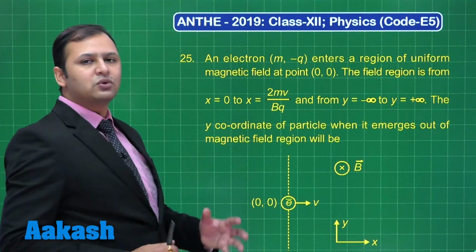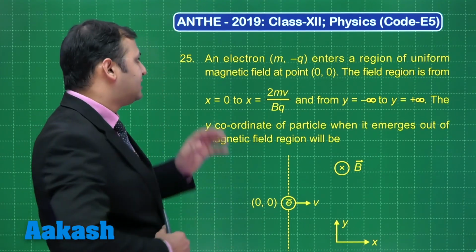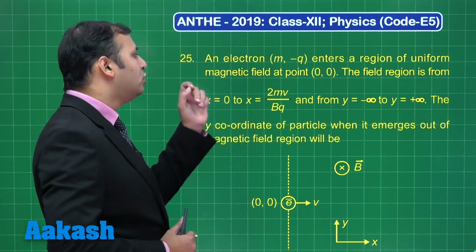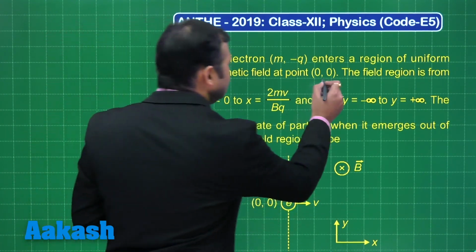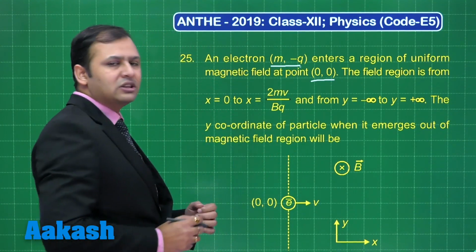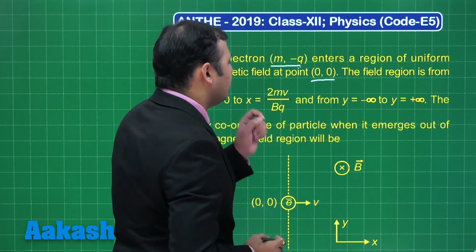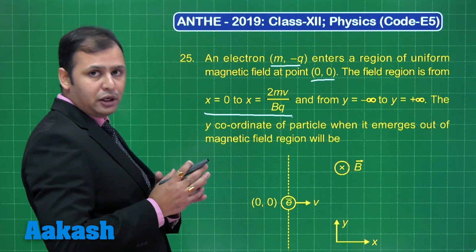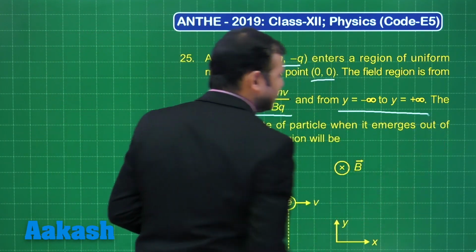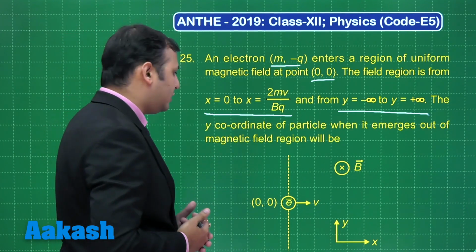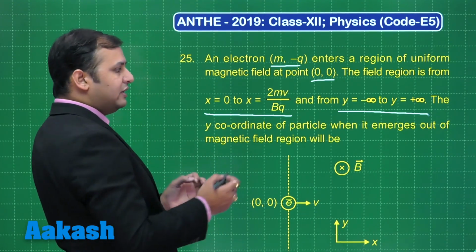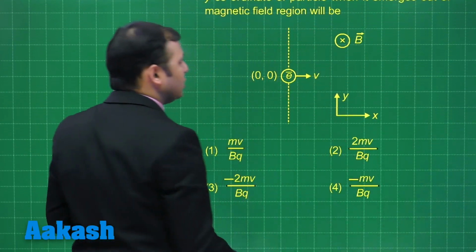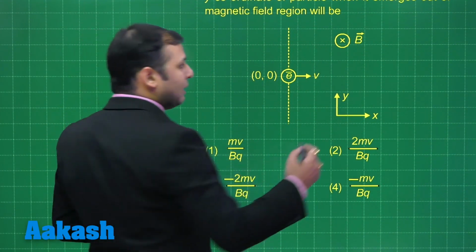So friends, we have reached the last question of the segment. Let's see. An electron of mass m, charge minus q, enters a region of uniform magnetic field at point 0, 0. You have to be cautious, this is an electron. Now the field region is from x equals 0 to x equals 2mv by bq, and in y-axis it is extending from minus infinity to plus infinity. The y coordinate of the particle when it emerges out of the magnetic field will be, it's an easy and simple question.